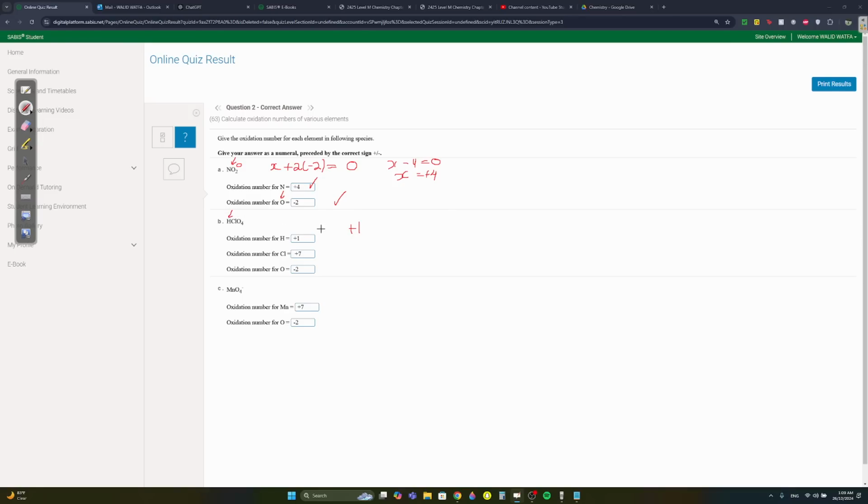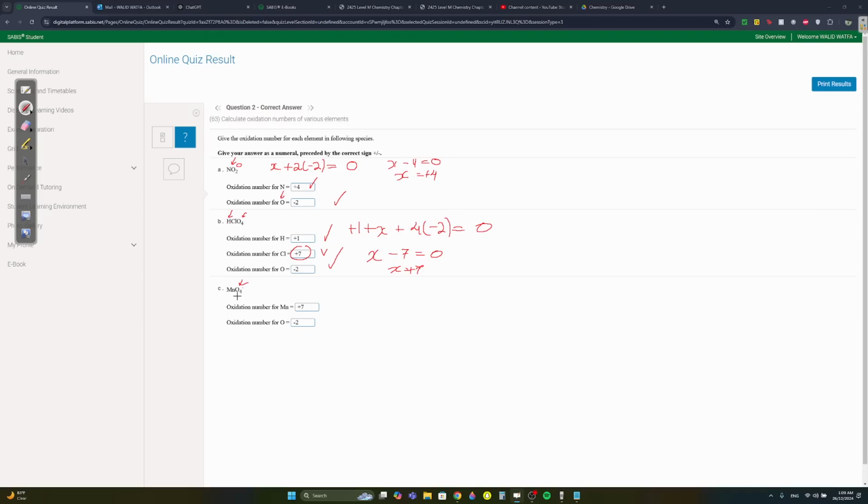Hydrogen we know is +1. Cl we know it's X. O4, that means it's 4 times, how much is each oxygen? -2. Equals the total charge of it, 0. So you're going to get X plus 1 plus 4 times -2, which is -7, equal to 0. So you're going to get X equals 7. So we already know O is -2, hydrogen is +1. How much is Cl? +7.